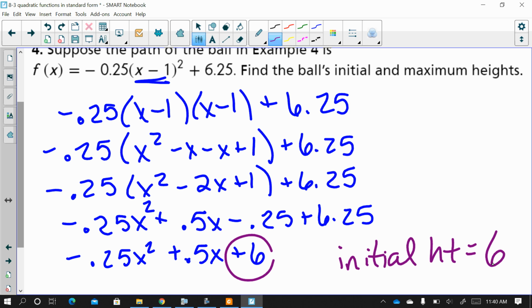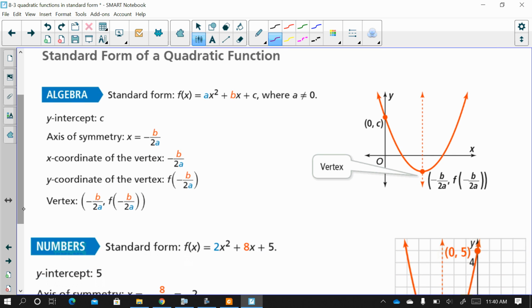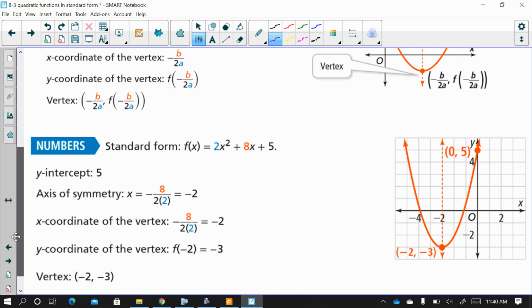So this ball is only going up a quarter of a foot. It's not going very high. And that is standard form. The big thing I want you to take away from here is knowing how to graph this. I know your y-intercept is c, axis of symmetry is x equals negative b over 2a. I take that and plug it in, and that's how I get the rest of the vertex. That's the big things to know.